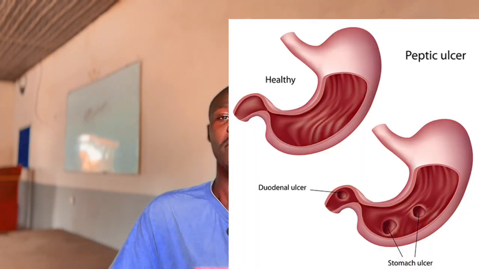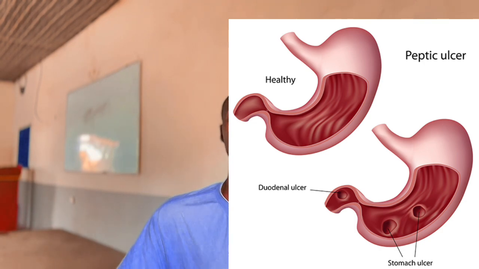You may want to ask yourself, what is peptic ulcer disease? Peptic ulcer disease has to do with an injury in the gastric mucosa. To break it down, anytime you hear the word ulcer, it has to do with an injury in the body. So think of peptic ulcer as an injury in the gastrointestinal tract or the digestive system.